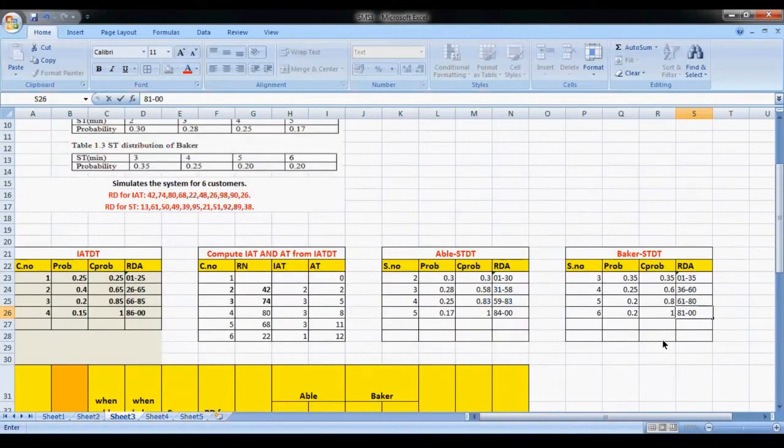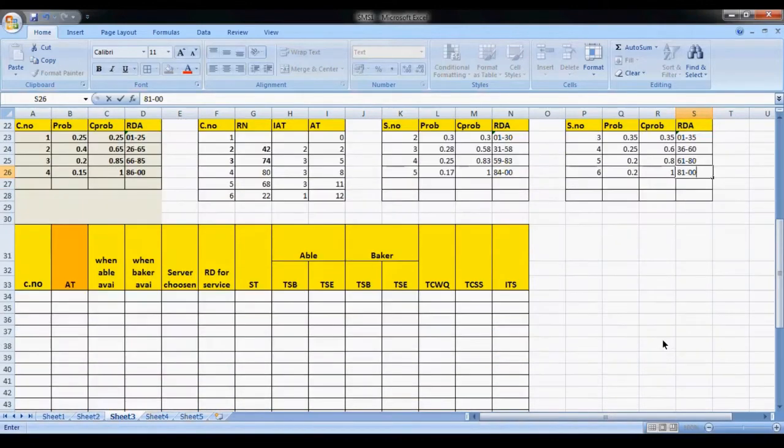Now we have to develop a simulation table for 6 customers. I will write customers 1, 2, 3, 4, 5, 6. The arrival time for the first customer we got is 0, so I will write 0. Next is 2, we write 2. Next is 5, we write 5. Next is 8, we write 8. Next is 11, we write 11. Next is 12, we write 12.